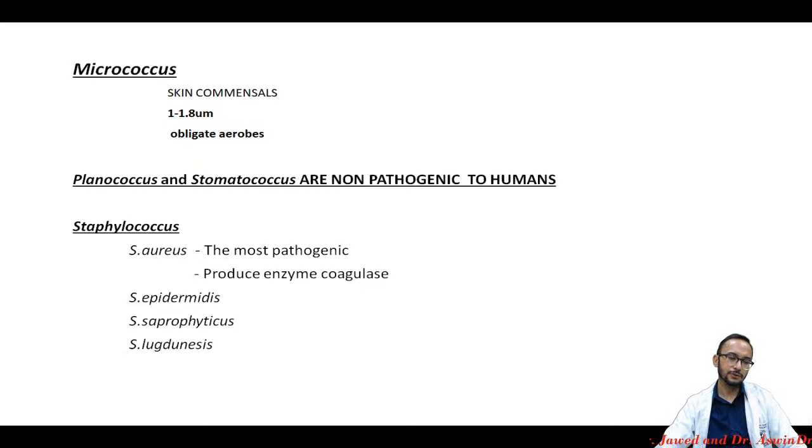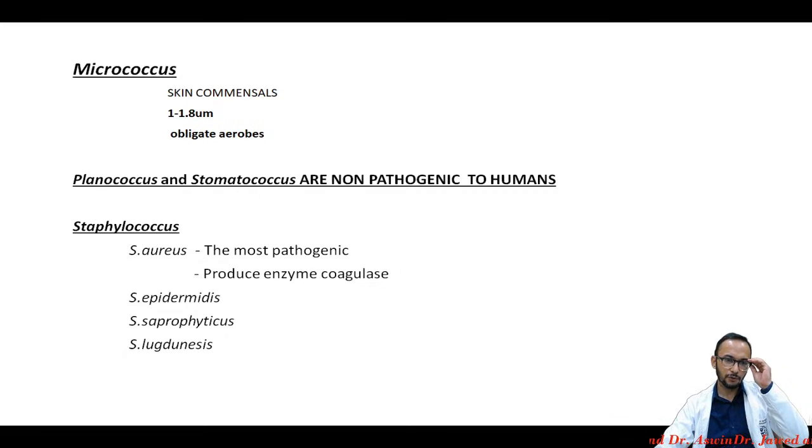Other methods by which we can differentiate Micrococcus from Staphylococcus are the Hugh-Leifson method, the oxidative fermentative method, where Micrococcus, because it's an obligate aerobe, will utilize carbohydrate by the oxidative method, and Staphylococcus are facultative anaerobes. They will utilize the carbohydrate by the fermentative method.